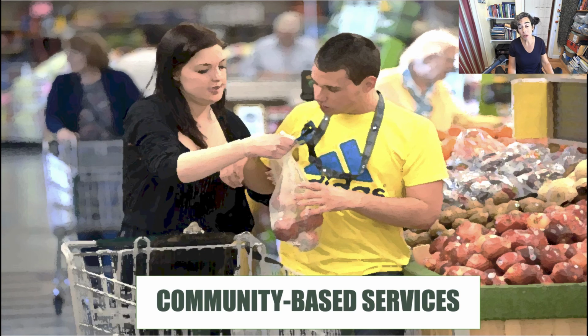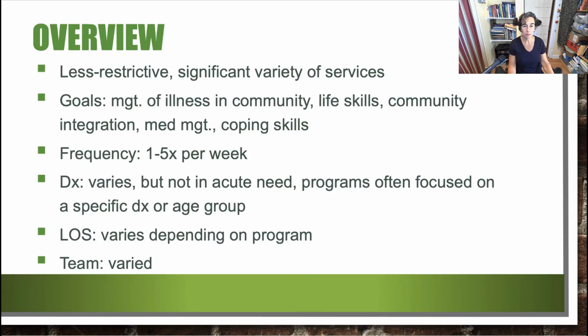Next up is community-based services. As you can see, we're going from most restrictive to least restrictive. So this is a less restrictive environment. There's a significant variety of services that the person might have. The goals are managing their illness within a community setting, developing more life skills, community integration, medication management, and coping. Frequency is 1 to 5 times per week, and diagnoses vary, but you don't need to be in acute need to access community-based services, and programs sometimes focus on a specific diagnosis or a specific age group.